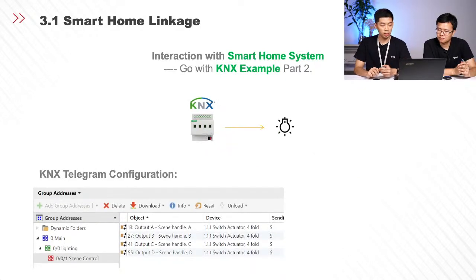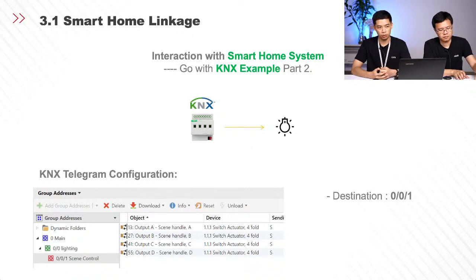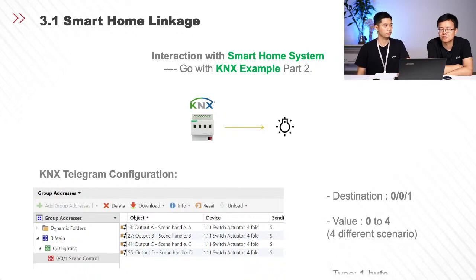To do this procedure, the first thing we need to figure out is how we do the configuration in the KNX. But we are actually very professional and specialized in KNX, and we also have another series of KNX training videos. So if you are interested, I recommend you check those videos as well. Here I'm just telling you the general idea. You need to configure the KNX telegram to know your destination address, the value, and the value type. In this example we're using just values 0 to 4, so there are 4 different scenarios to control the light bulb. Later we will also demonstrate samples of these functions to you.